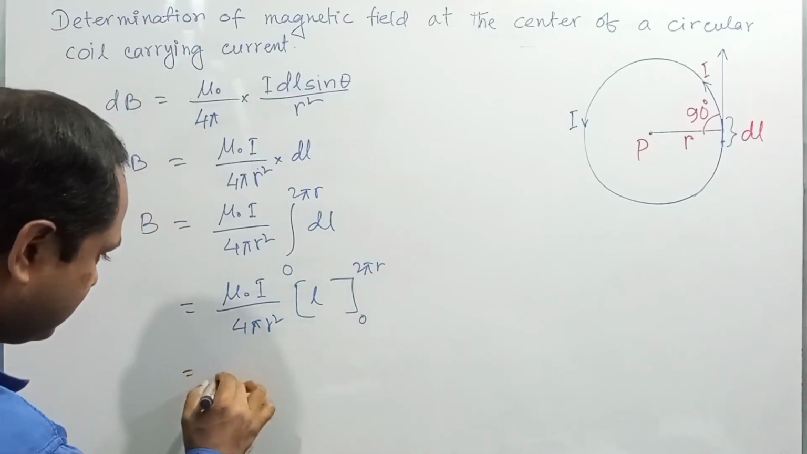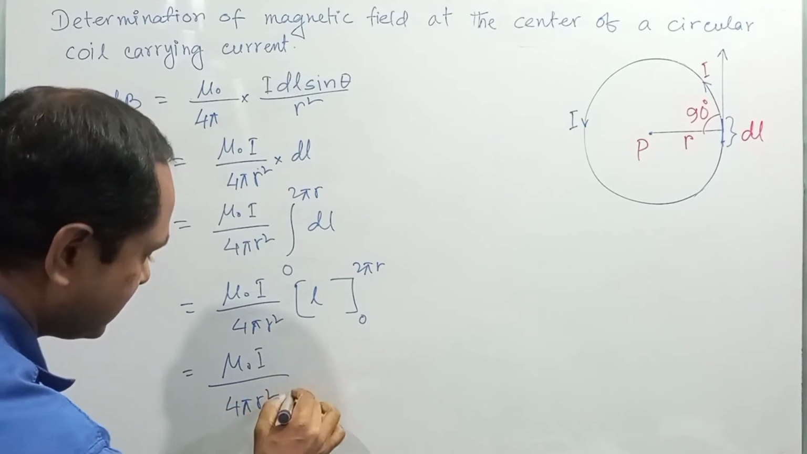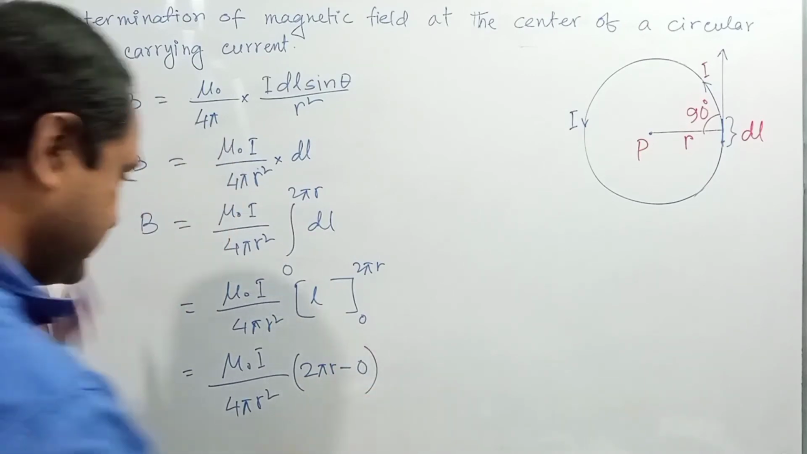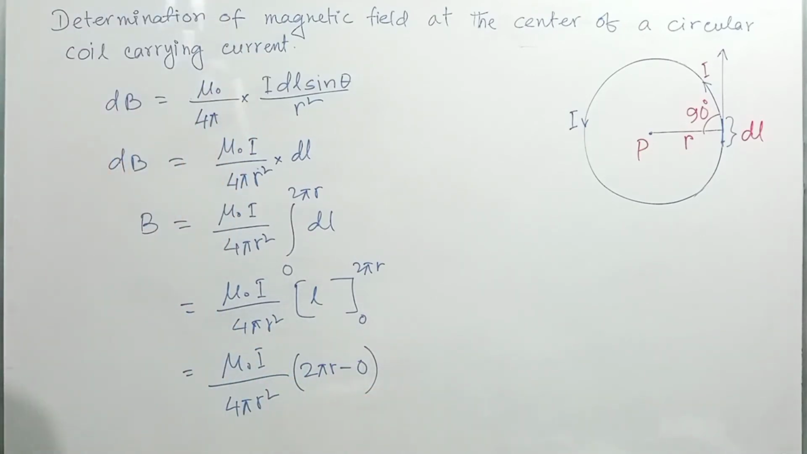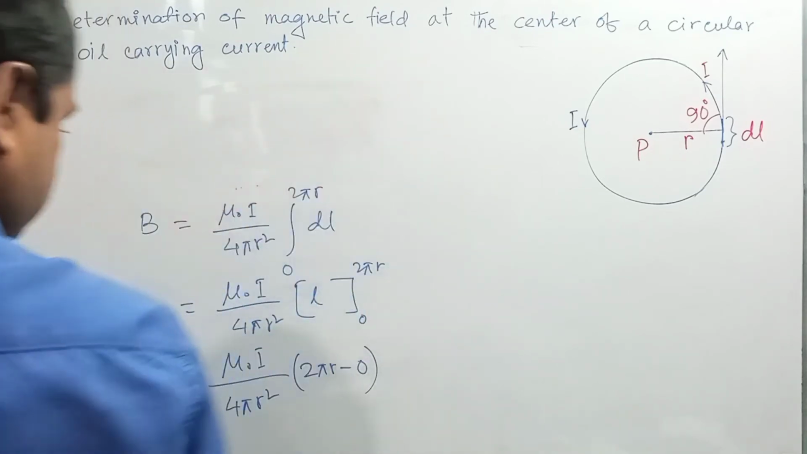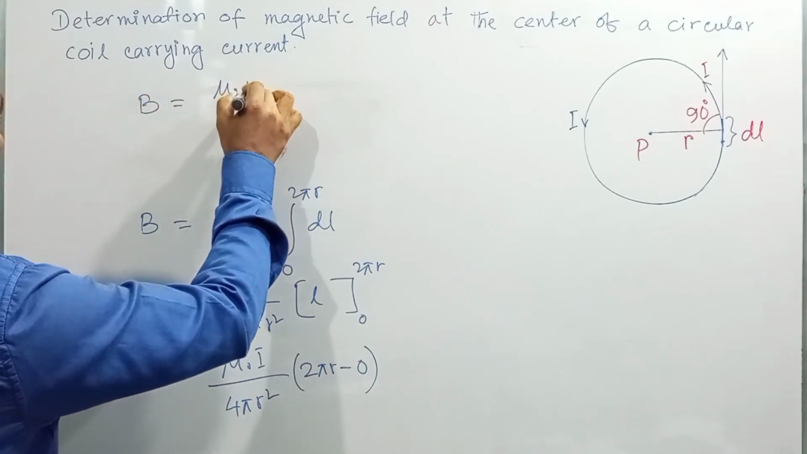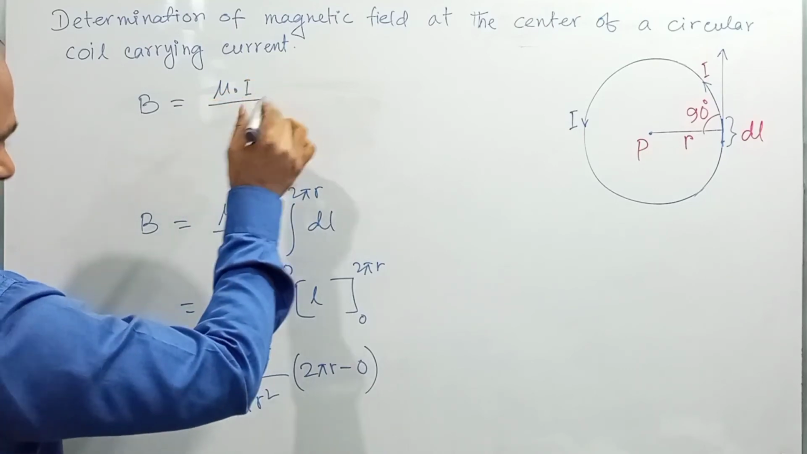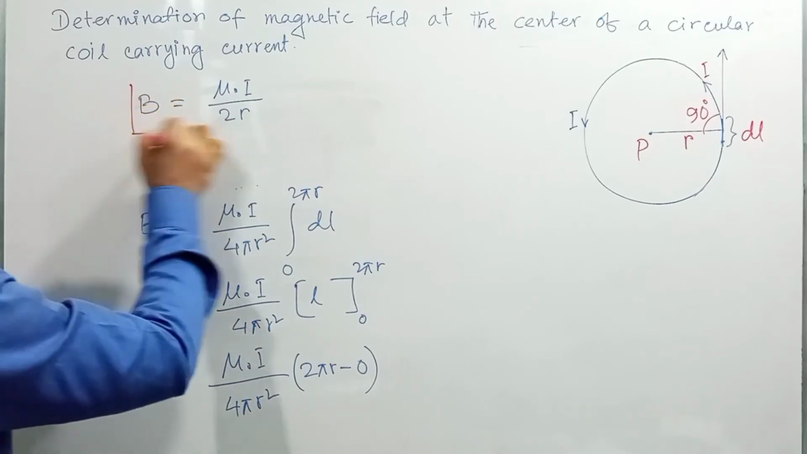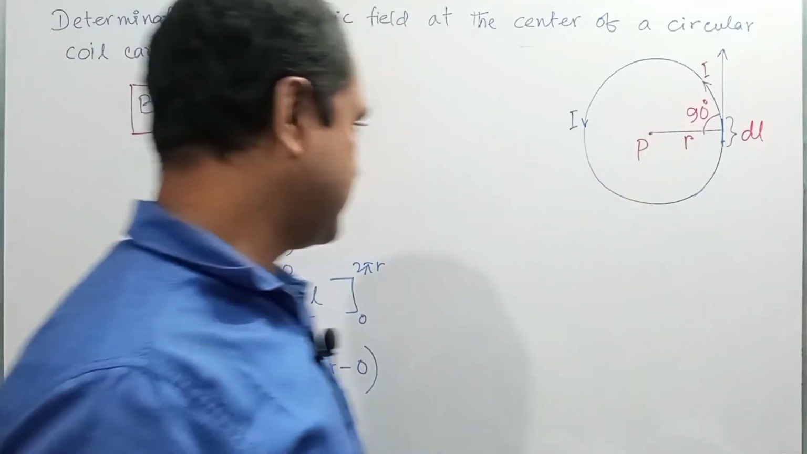using the value, you can write 2 pi r minus 0, and after the final calculation you will get B is equal to mu naught I divided by 2 r. This is the final expression for the magnetic intensity at the center of a circular coil carrying current.